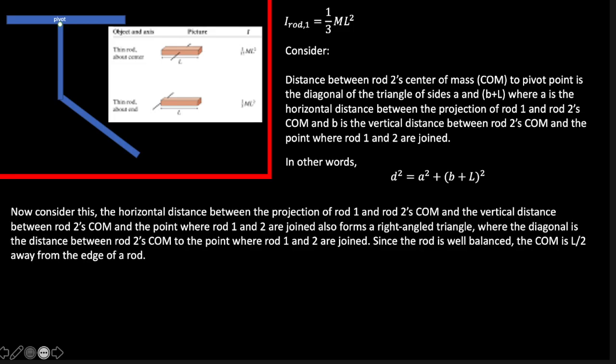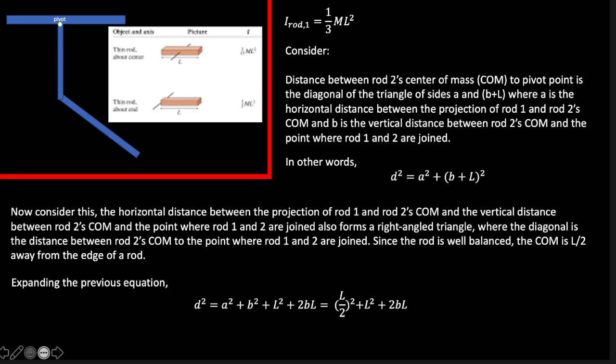Now consider this. The horizontal distance between the projection of rod 1 and rod 2's center of mass, and the vertical distance between rod 2's center of mass and the point where rod 1 and 2 are joined, also forms a right angle triangle. You can visualize this by drawing a projection out from rod 1 and connecting it to the center of mass. It's also another right angle triangle. And the diagonal of this distance is thus L/2, because it's the center of mass to the edge. Again, if you visualize it, just draw it.